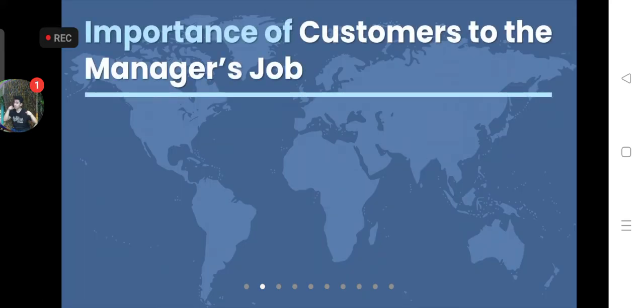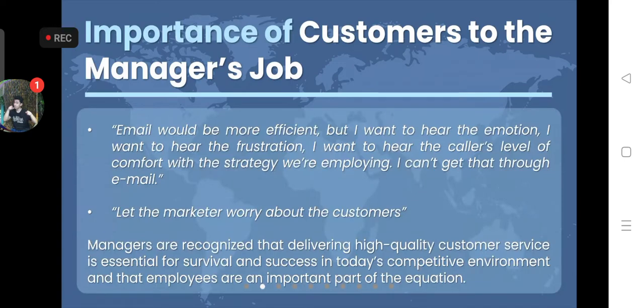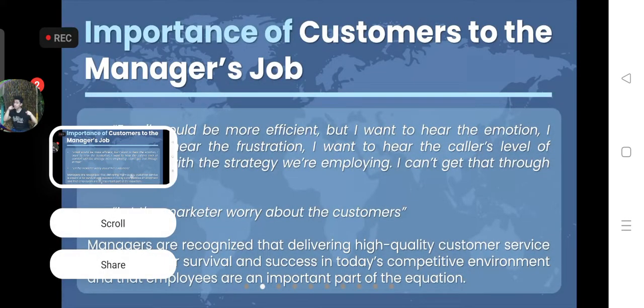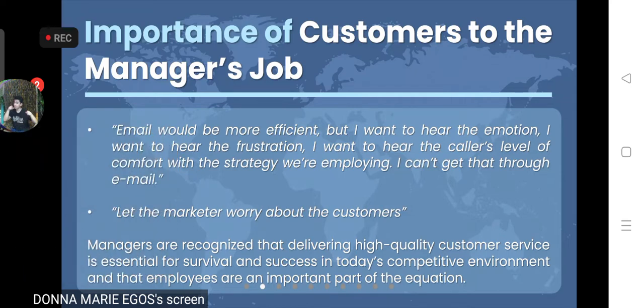So, importance of customers to the manager's job. Can I have someone to read this first quotation? So yes, Ms. Macasero.